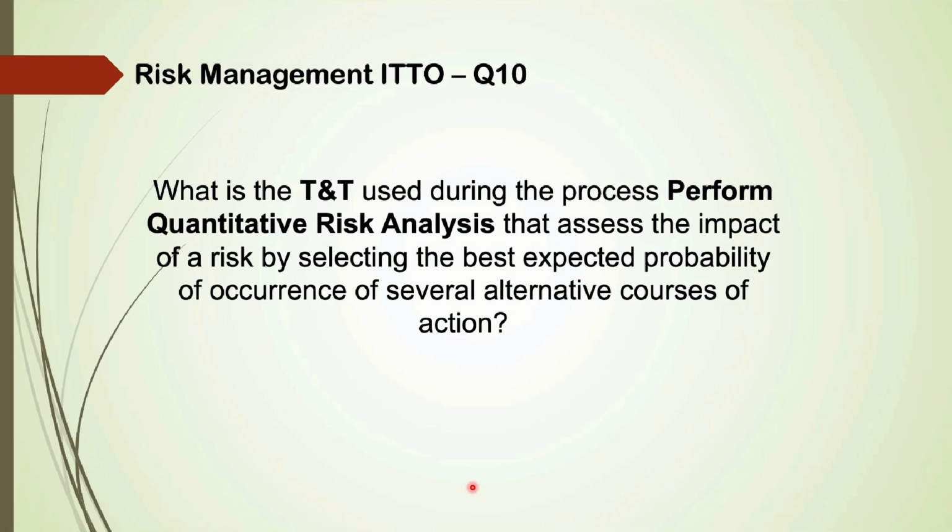Question 10. What is the tool and technique used during the process Perform Quantitative Risk Analysis that assesses the impact of a risk by selecting the best expected probability of occurrence of several alternative courses of action?